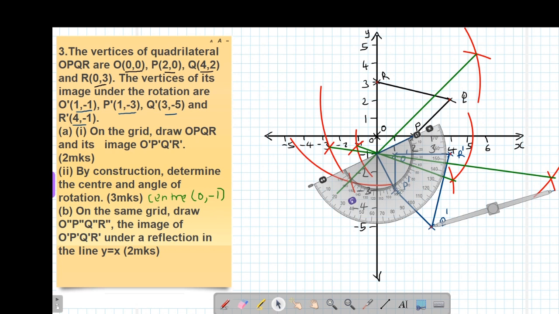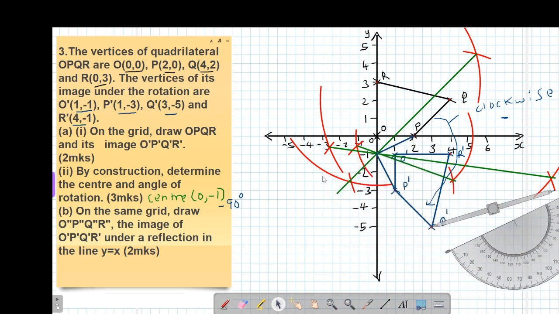Then we can see that the rotation is in the clockwise direction, because if P is here, then P prime is coming to the other side. So this motion is what we are calling the clockwise direction. Remember we said rotation in the clockwise direction is regarded as negative. Then the angle, if I use the inner scale, is 0 up to 90 degrees. Therefore, the angle of rotation is -90 degrees. Negative to represent the rotation in the clockwise direction.